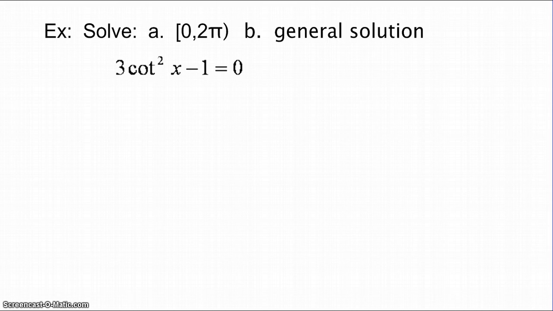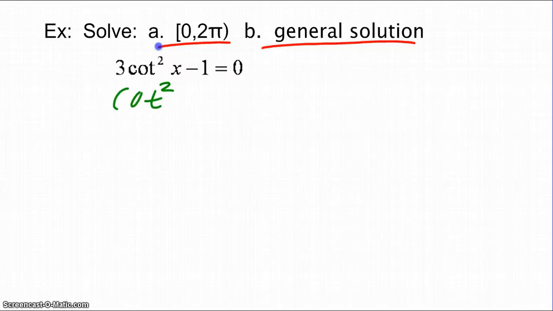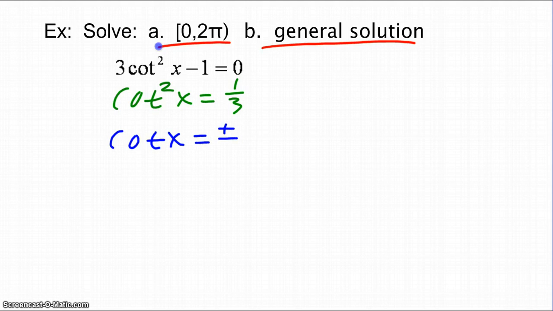All right, so now here we want to solve 3 cotangent squared of x minus 1 equals 0. For part A, solve between 0 and 2 pi. For part B, we want the general solution. So first do our algebra, add 1, divide by 3. Cotangent squared of x equals 1/3. Take the square root of both sides. Cotangent of x equals plus or minus root 3 over 3.